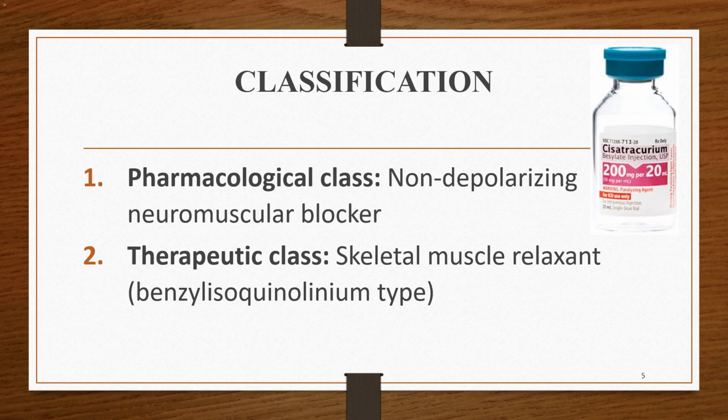Classification of Cisatracurium. 1. Pharmacological class. Non-depolarizing neuromuscular blocker. This means Cisatracurium blocks nerve signals to muscles without causing initial muscle twitching. 2. Therapeutic class. Skeletal muscle relaxant. This indicates Cisatracurium is used to relax skeletal muscles during medical procedures. 3. Chemical class. Benzylisoquinolinium type. This refers to the chemical structure of Cisatracurium, grouping it with similar drugs.